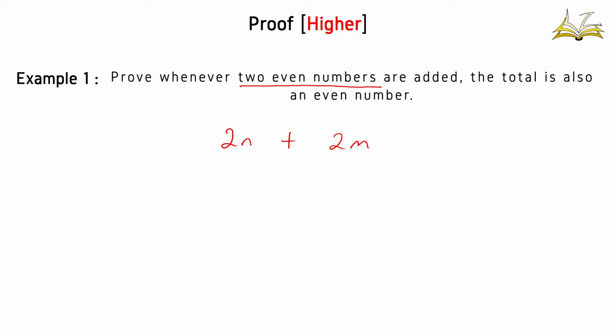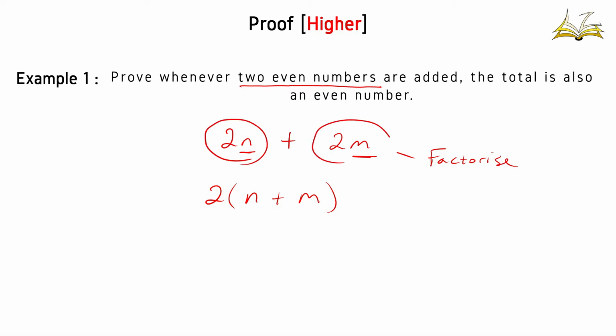Now, if you've been following this series, you should know that you can't add together 2n plus 2m because they're both different terms. They're part of different groups. So what we're going to do here is factorize. We're going to factorize this expression by taking out a 2. So we're going to take out a 2, and we'll have n plus m inside the brackets. And this is basically the answer because we've proven that you've added 2 even numbers together, 2n plus 2m, and it still gives you an even number, 2 times n plus m.